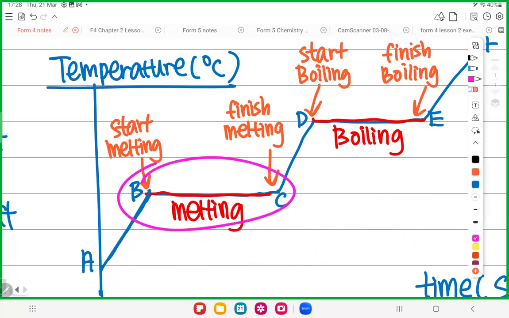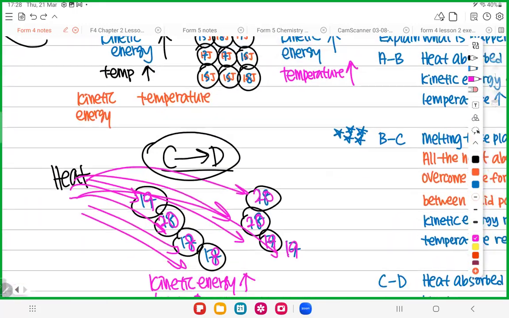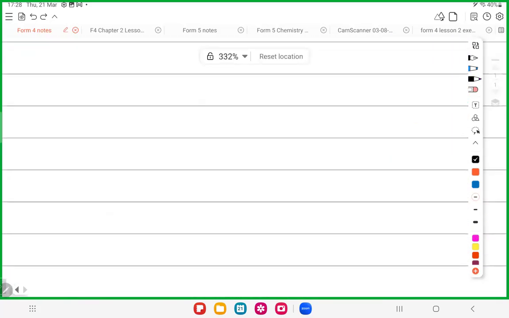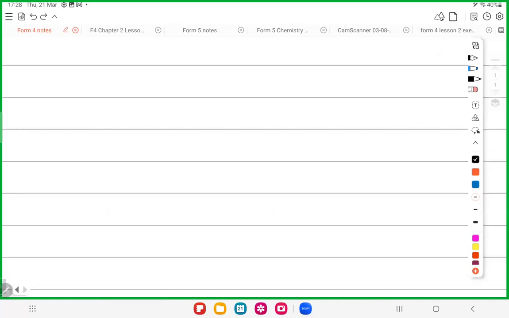Why didn't the temperature change? This is a very, very popular question in SPM. They love it. They always ask this question. Why didn't temperature change during melting? Why didn't temperature change during boiling? They love it. So let me show you how it works. Okay, melting. So let's look at what happened during melting here. I want everyone to imagine. Now we know process B to C. We want to do a melting process.